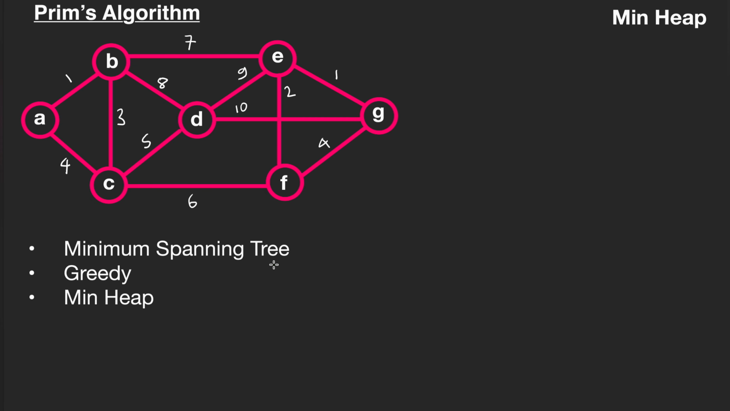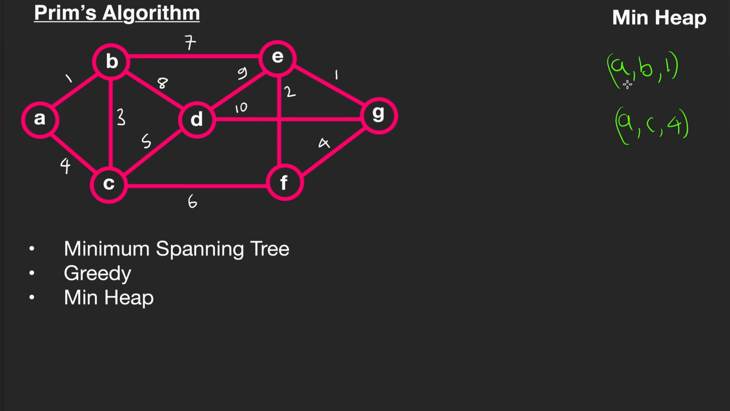To produce a minimum spanning tree, we can start from any node. In this example, I'll start with node A. Node A has two edges, one going to node B with weight 1 and another going to node C with weight 4. I'll add these two edges to our min heap.